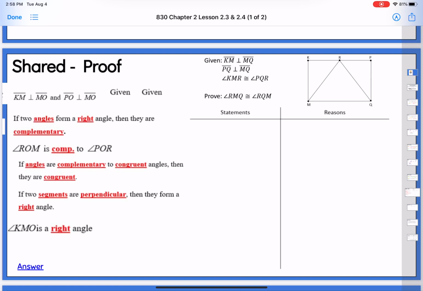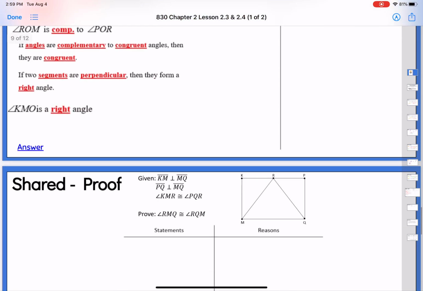So we're given KM is perpendicular to MQ. PQ is perpendicular to MQ. Angle KMR is congruent to angle PQR. And we're going to try and prove angle RMQ is congruent to angle RQM. All right, if you want to pause and take a shot at it, go for it.